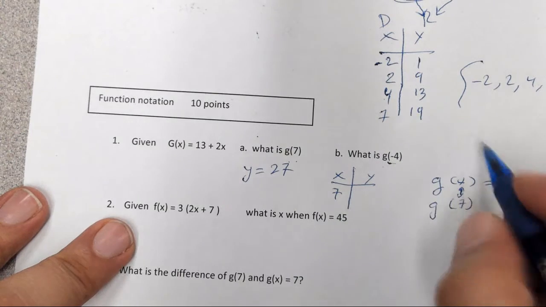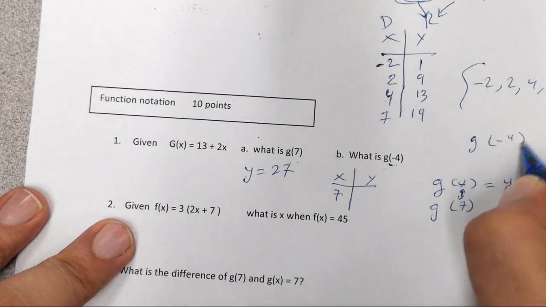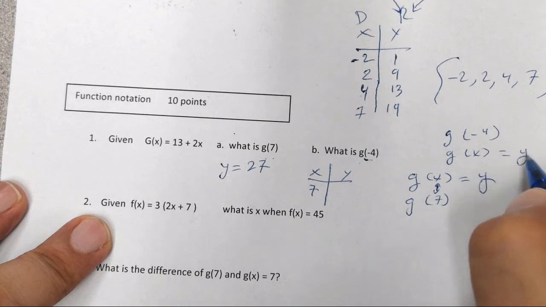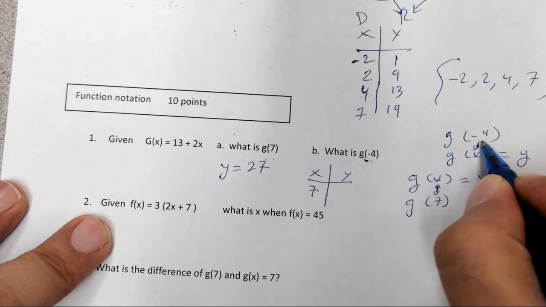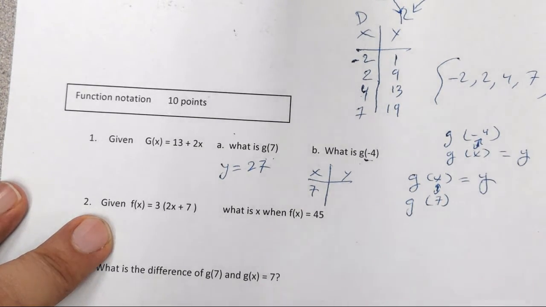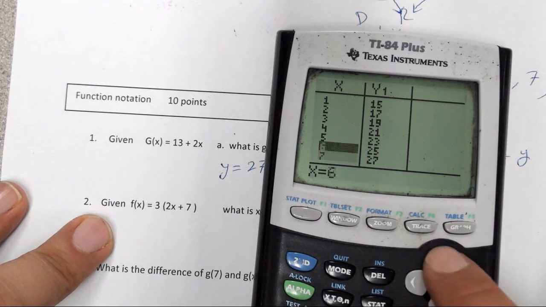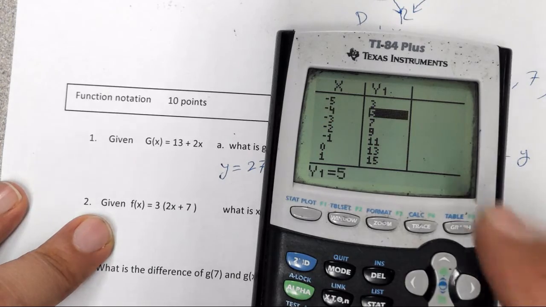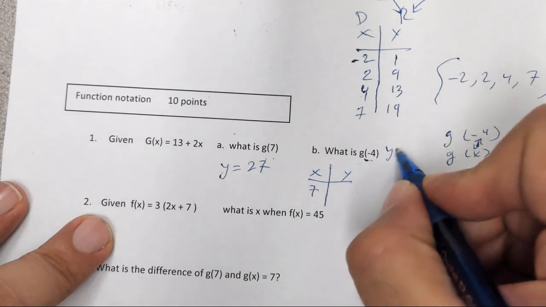Again, we have g of negative 4. My goal is to always write down the formula g of x equals y. So all they're saying is x is negative 4. So I'll go back to my graph, go to negative 4, and the number in front of it under y is 5. Y equals 5.